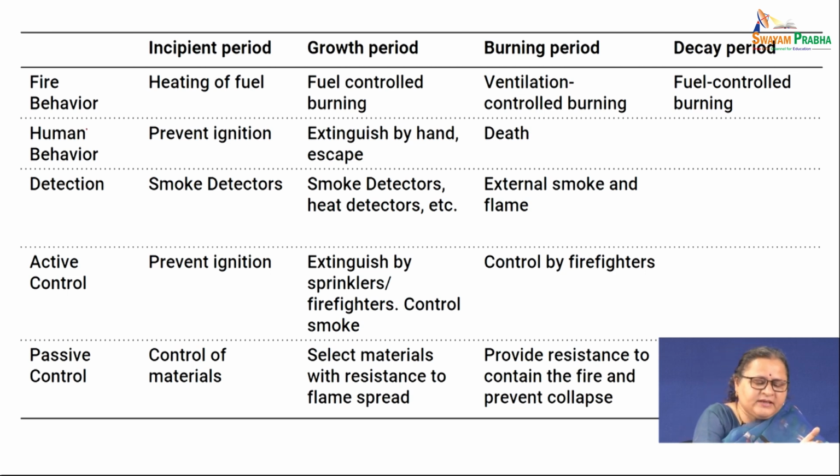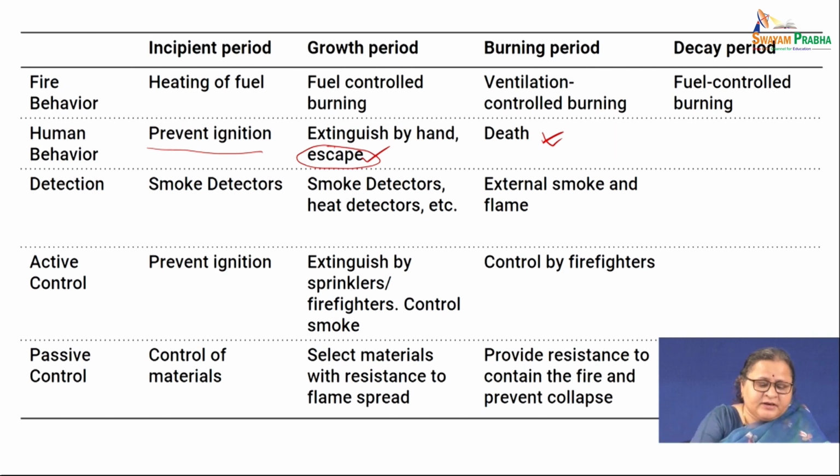What happens to the human being? They will try to prevent the ignition, extinguish it by hand. If they cannot do that, they will start escaping. If they cannot escape during the burning period, it may lead to death. So, here comes the growth period, where one has to escape, but you cannot leave the fire just like that and escape. People, as per human behavior, will try to prevent the fire from starting, prevent the fire from growing further, but if it is out of control, they will try to escape. If they cannot escape, in the next stage, during the burning period, they might end their lives there.